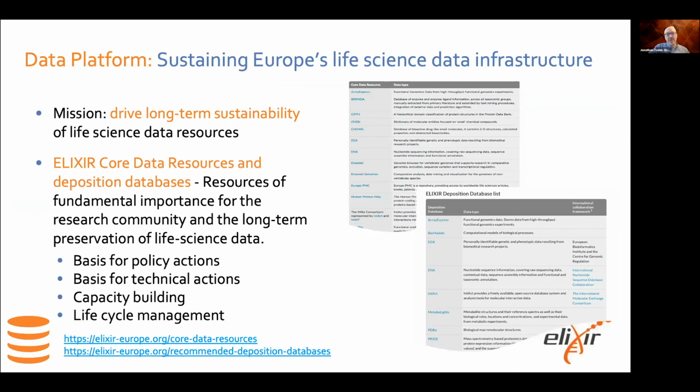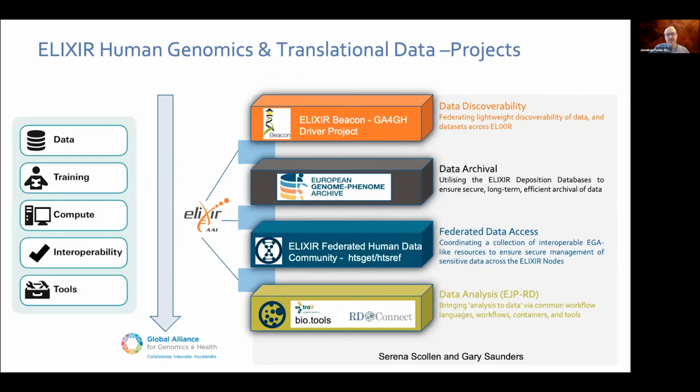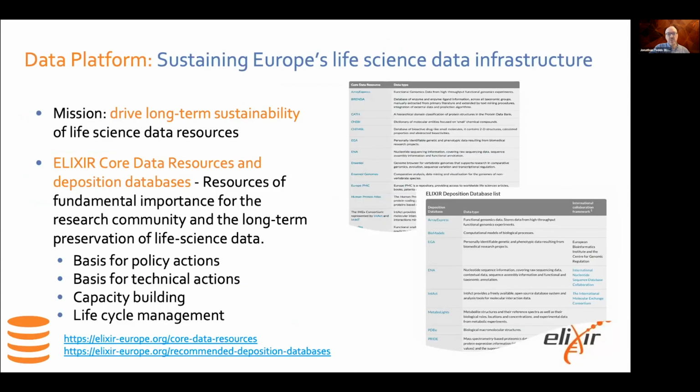So I'll pick out a couple of the platforms in ELIXIR. There are 5. I'll just quickly go back. So that's data, training, compute, interoperability, and tools. I'm just going to say one slide each on a couple of the platforms, just to highlight the importance of them and why we need this enabling cloud infrastructure in order to access them.